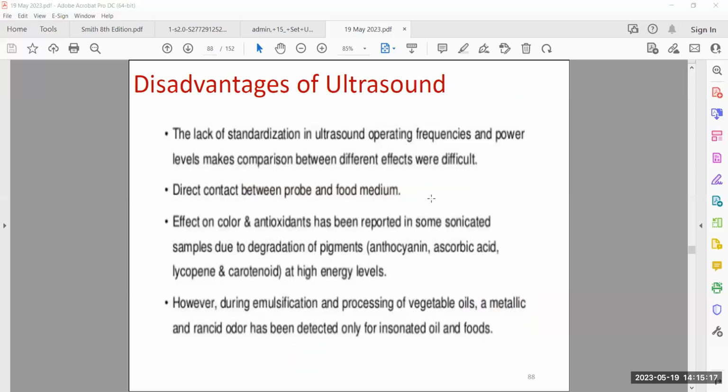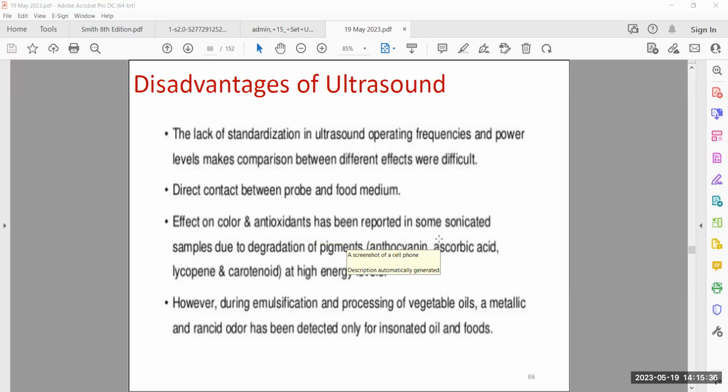Disadvantages, of course, again, lack of standardization. Direct contact between probe and food medium. We don't want any food safety risk. An effect on color and antioxidants has been reported because of the ultrasound.